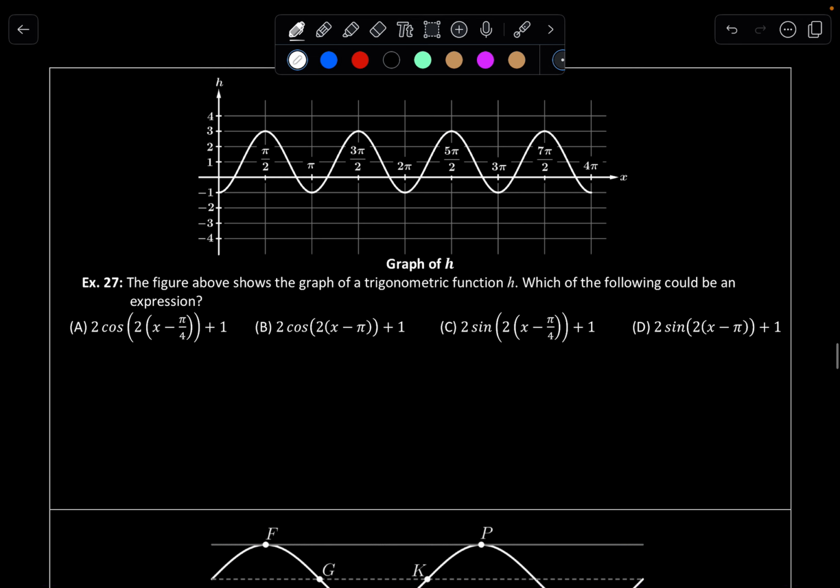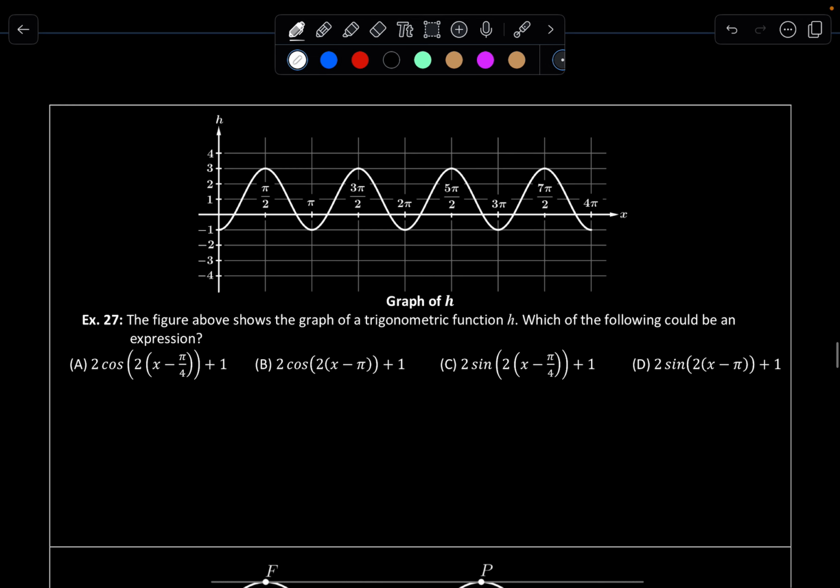All right, next one. So the figure above shows the graph of a trigonometric function h. Which of the following could be an expression? So same thing. See what's different, see what's the same, so that you know what to look for. In this one, our amplitude, or our a value, is 2. So we don't really need to focus on that. Same with the midline. It's all plus 1. And luckily, our b value is 2 for all of them, which means we have a horizontal dilation with a scale factor of 1/2. So we are compressing this by 1/2 from its original function.